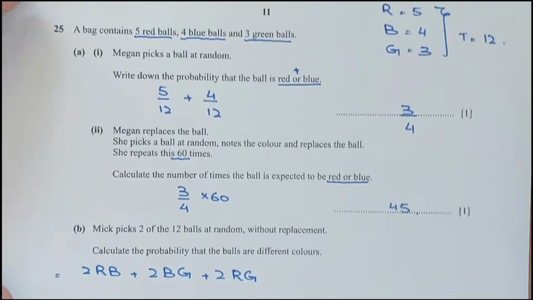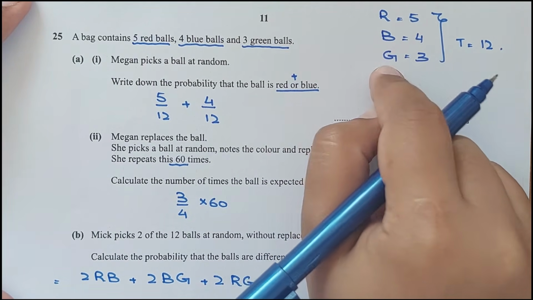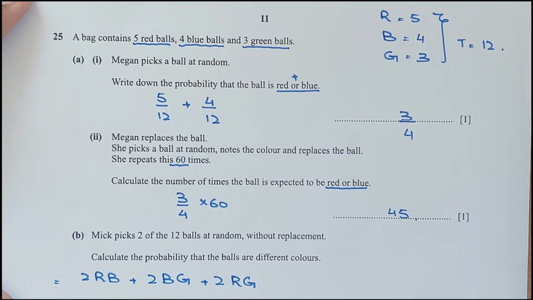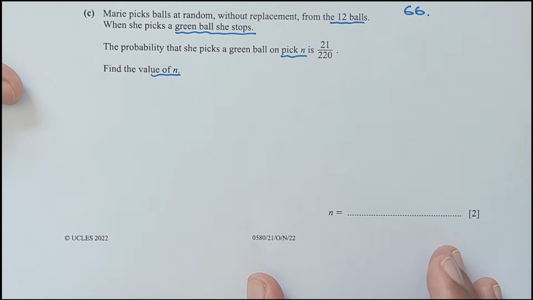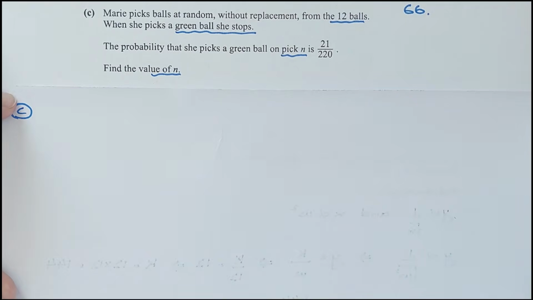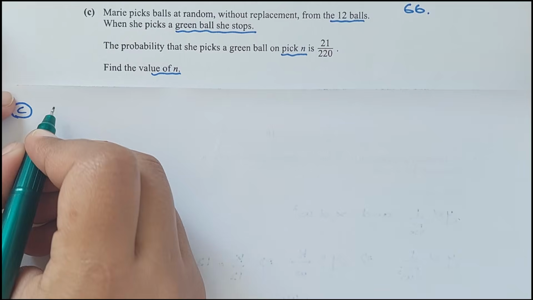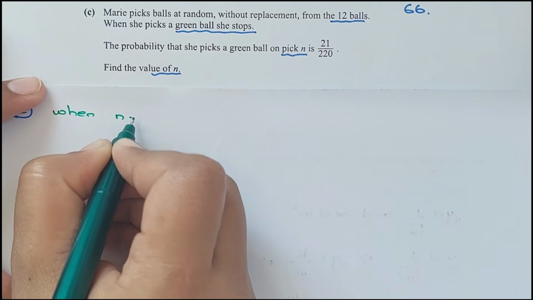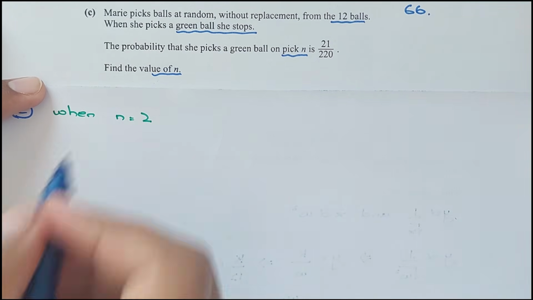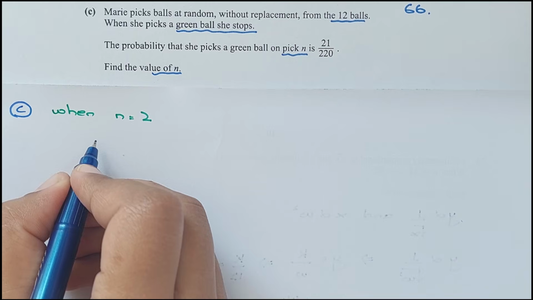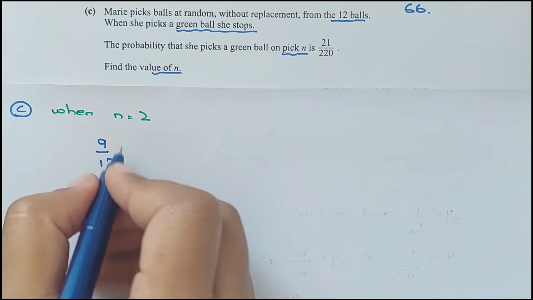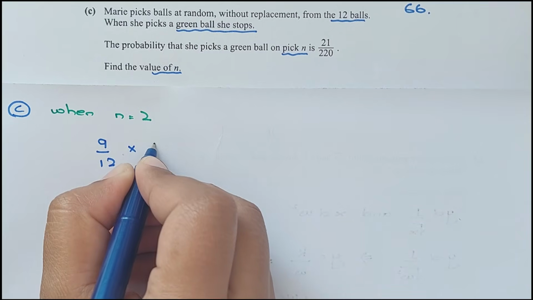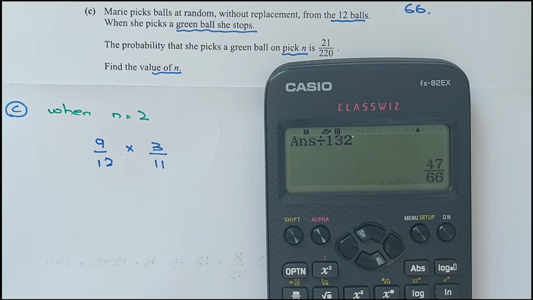All right. As we know, we have red 5, blue 4, and green 3. Total balls are 12. Now we know that when she picks the green, she stops. So we are just dealing with red or blue, which is 5 plus 4, which is 9. We need to check the number of picks. Let's say when N is equal to 2, she picks the first ball red or blue, so the total is 9 out of 12, times, then she picks the green ball, which is 3 out of 11. What is 9 over 12 times 3 over 11?